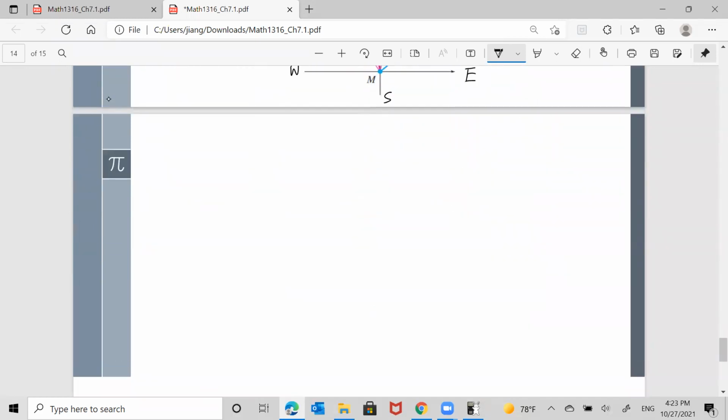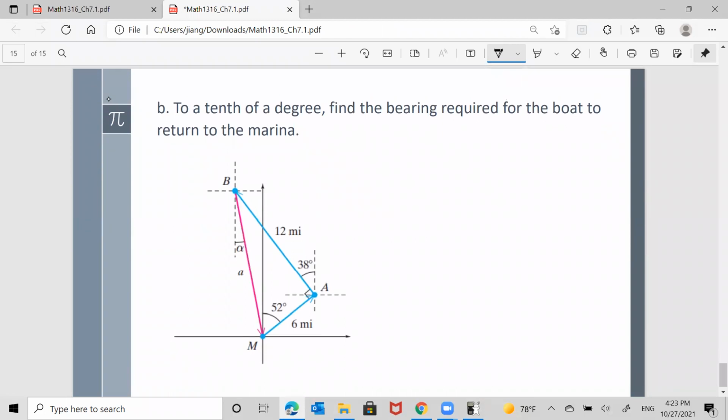Okay, let's move on to the next part. So the same question, part B. Find the bearing required for the boat to return to the marina. So from B, I need to go to the marina M. That means the origin becomes B. I need to draw a horizontal line and a vertical line. So north, south, west, east. That means I'm looking for the angle here, because it's going in this direction. That means the angle between this ray and the north-south line.